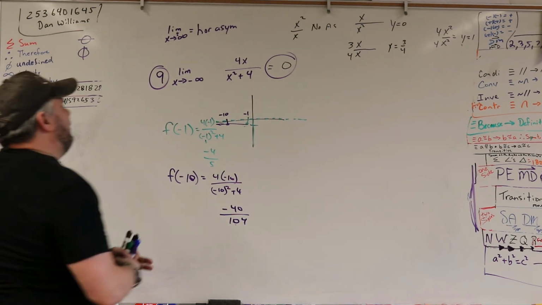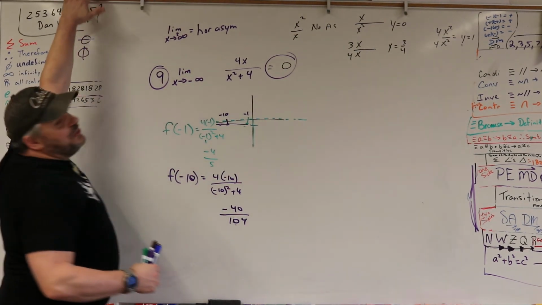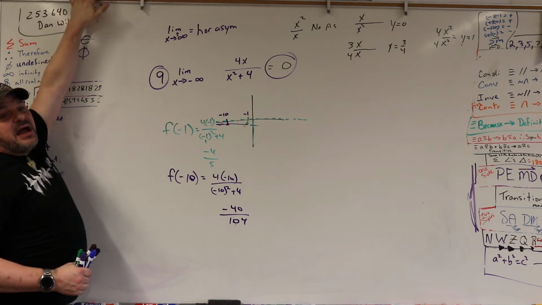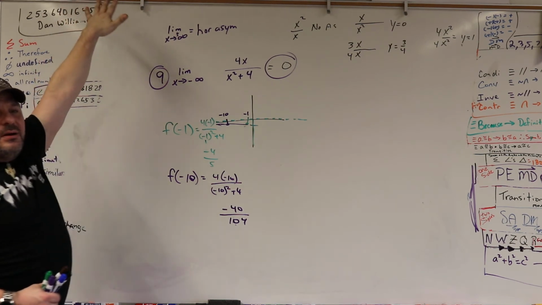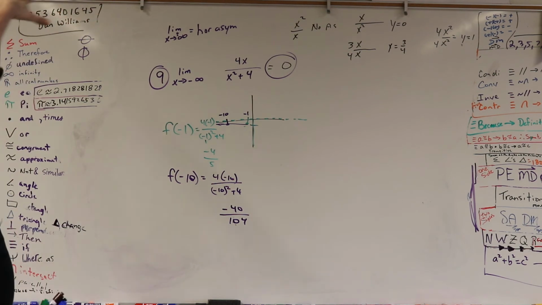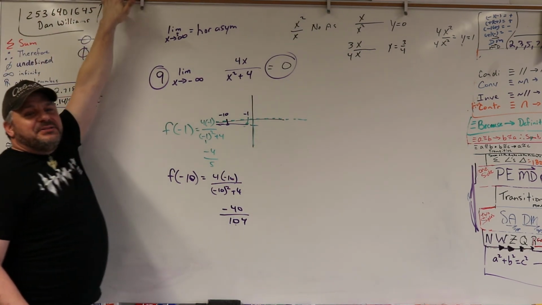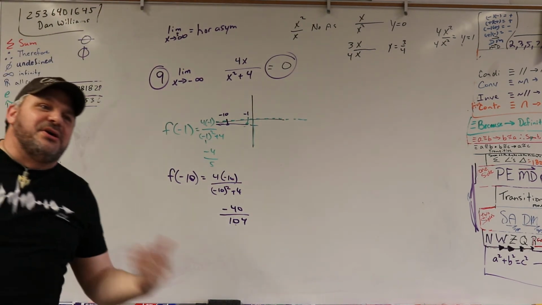So how did we know it was 0? Well, we knew it because we remembered our rules from horizontal asymptotes. Thank God we put this on the wall, because how many of us remembered that from last year? We would have had to look it up again, right?